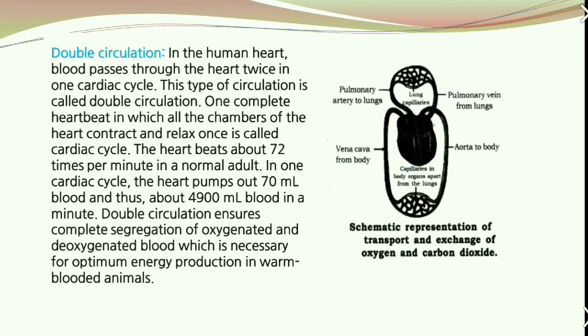Double circulation ensures complete segregation of oxygenated and deoxygenated blood, which is necessary for optimum energy production in warm-blooded animals.